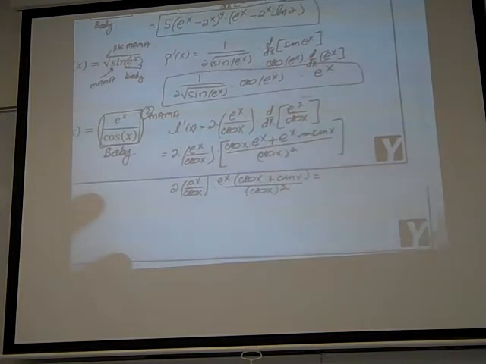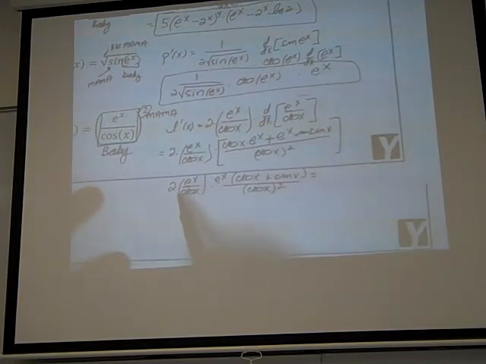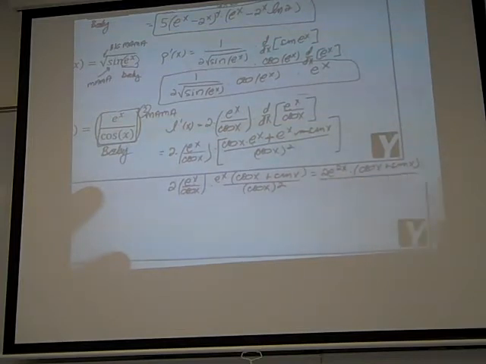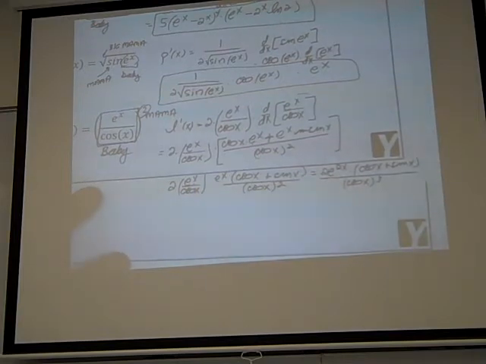If you want to go further, you could multiply out the numerator. 2 times e to the x times e to the x is the same as 2e to the 2x times cosine plus sine. In the denominator, you have a cosine of x times cosine of x squared. Yep, you guessed it, cosine of x cubed. I don't worry too much about this final simplification.